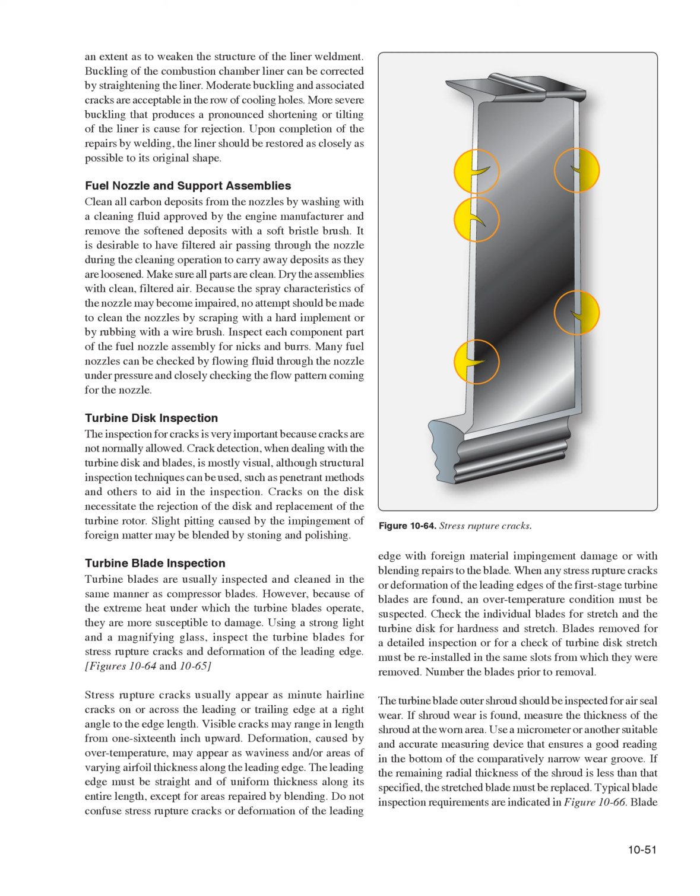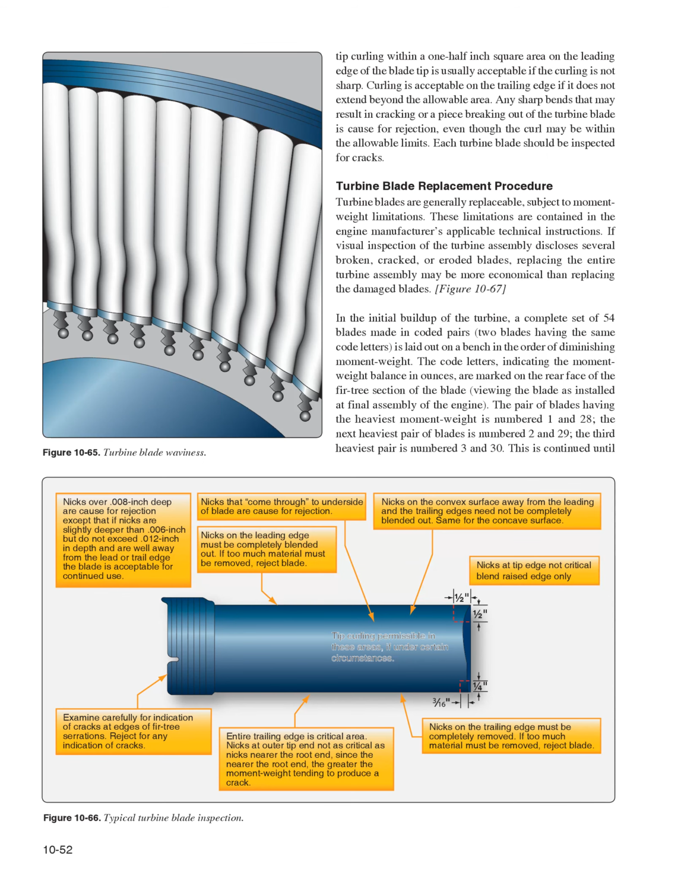Blade tip curling within a 1/2 inch square area on the leading edge of the blade tip is usually acceptable if the curling is not sharp. Curling is acceptable on the trailing edge if it does not extend beyond the allowable area. Any sharp bends that may result in cracking or a piece breaking out of the turbine blade is cause for rejection, even though the curl may be within the allowable limits. Each turbine blade should be inspected.